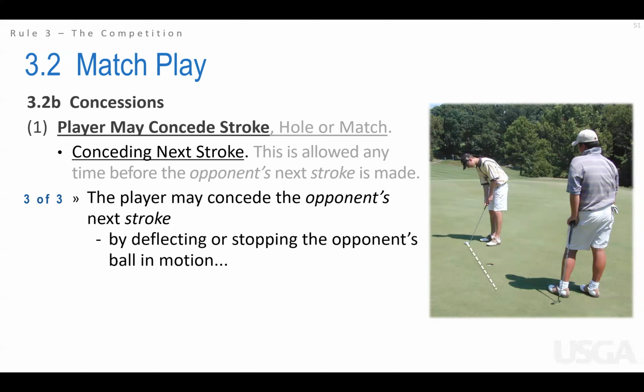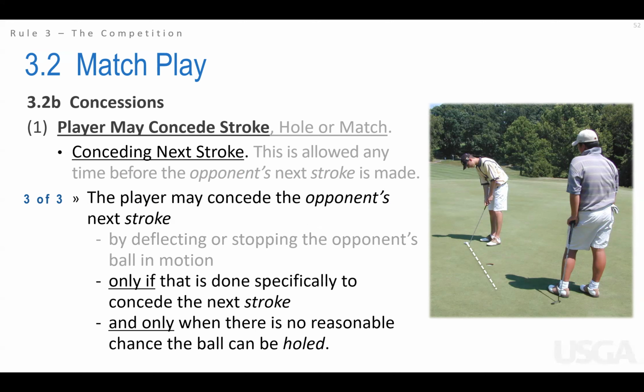Something that doesn't seem like it should be allowed by the rules, but we can concede the opponent's next stroke by just deflecting or stopping the opponent's ball in motion. Because the ball was in motion, we're treating this as conceding the next stroke after that. We can only do it if it was done specifically to concede the stroke and if there was no reasonable chance that stroke could be holed. If there was a chance the stroke could be holed, and we didn't do it specifically to concede that next stroke, we're going to treat it as if the ball was deliberately deflected by us, and then we jump to Rule 11 to figure out what the penalty is.